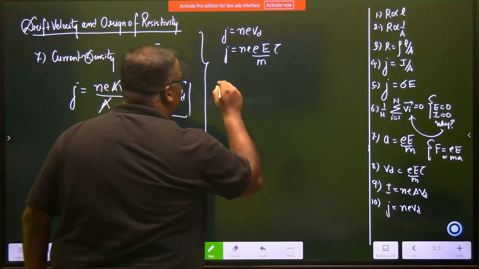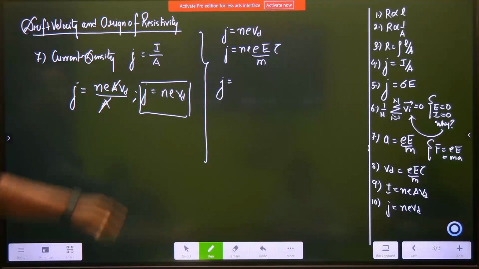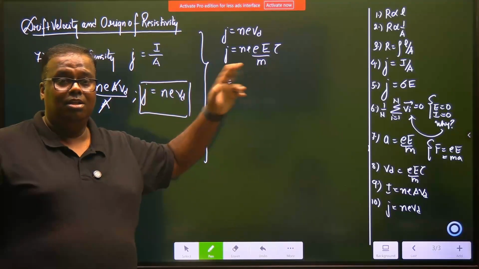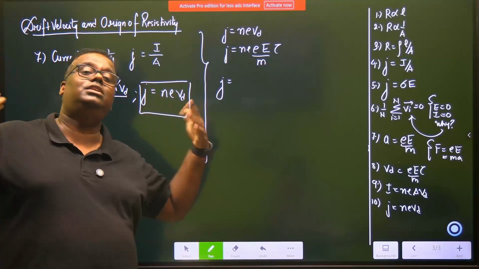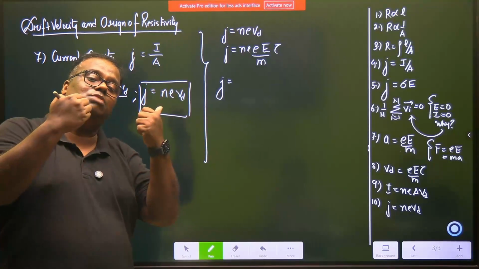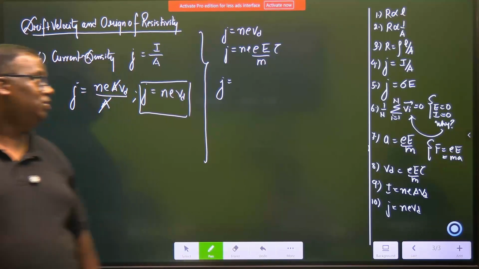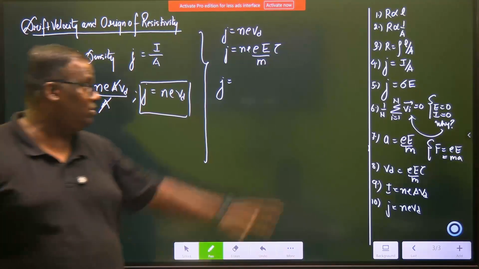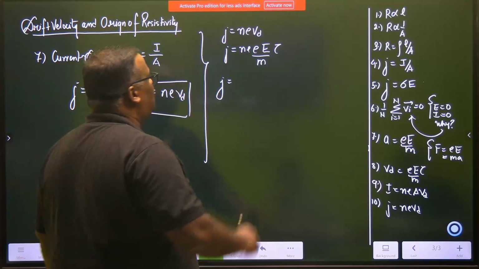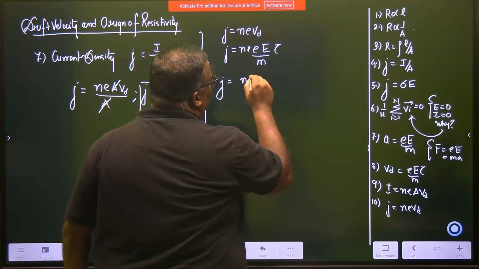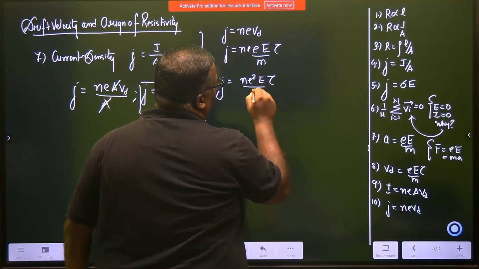Any confusion, tell me, I'll help you out. This is acceleration. Every time you give a force, the electrons will accelerate, and due to that they will collide. The time between two collisions is the relaxation time. So if anybody asks what drift velocity is, that is the definition: acceleration times relaxation time. So my J becomes NE squared E tau divided by M.